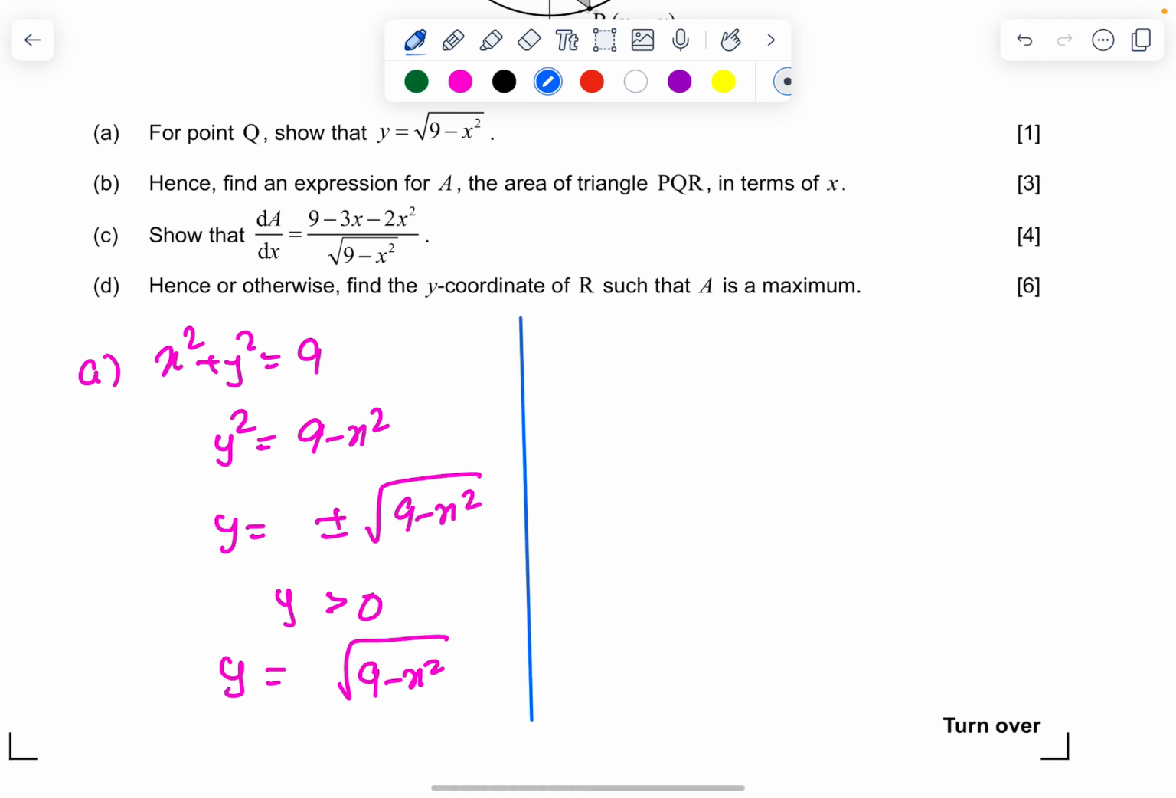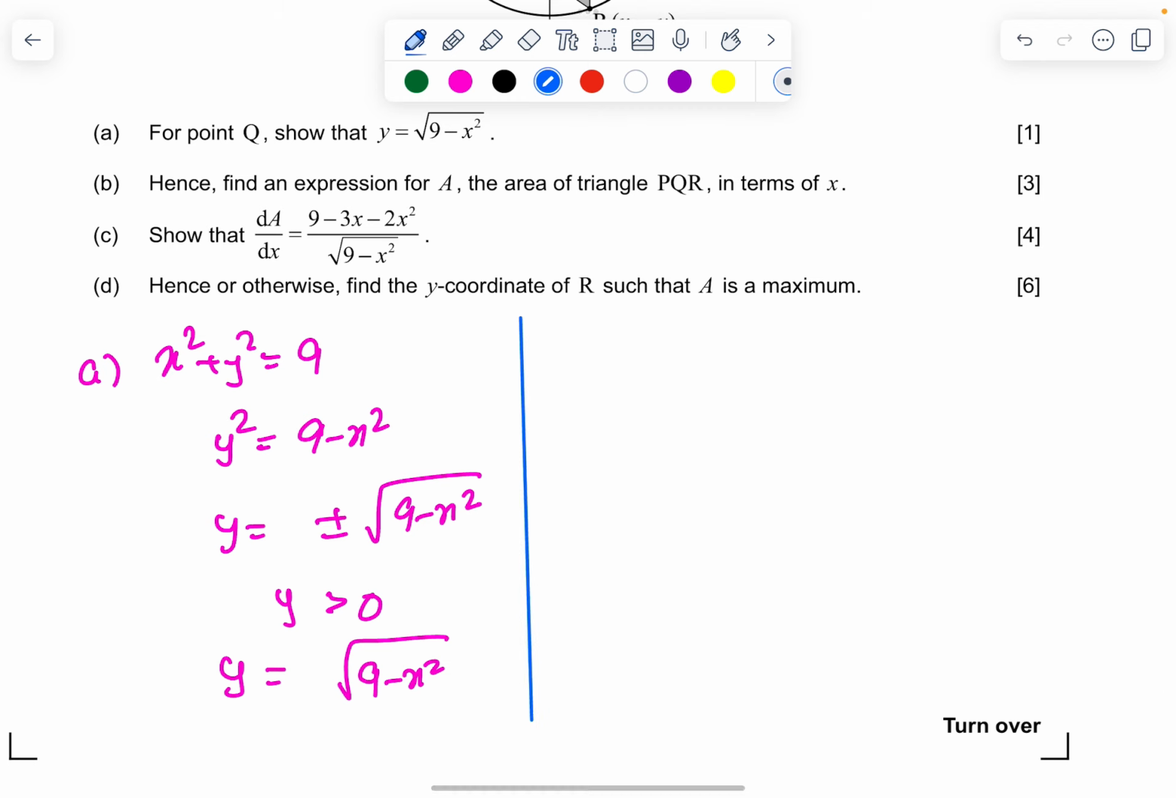So what am I going to do that? So y is square root of 9 minus x square. Now area of a triangle: area equals half times base times height. Half times base times height. Base is going to be 2y, which is going to be 2 times the square root of 9 minus x square.